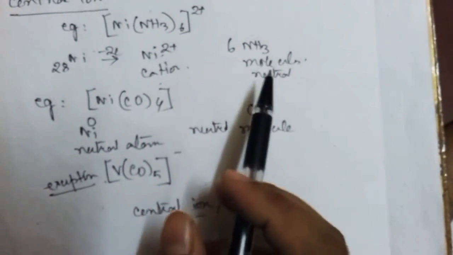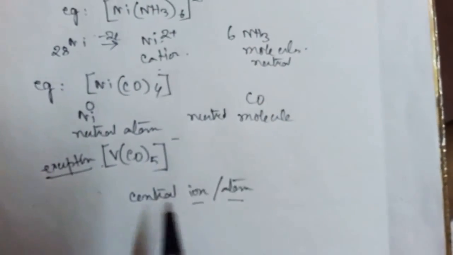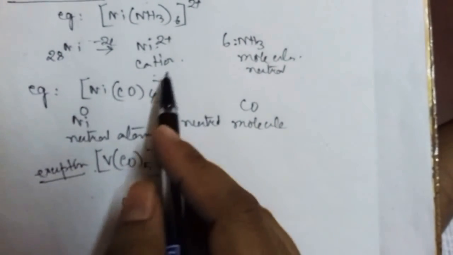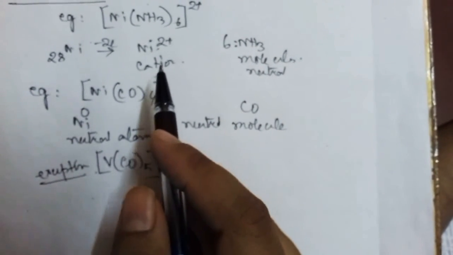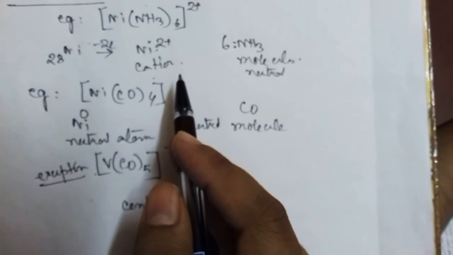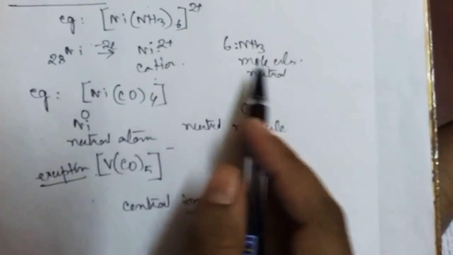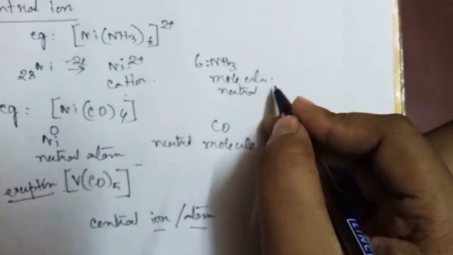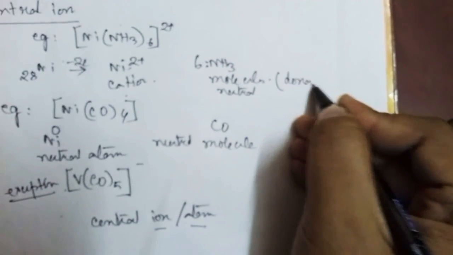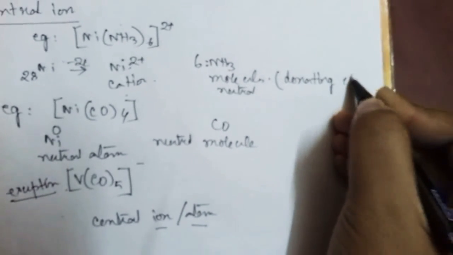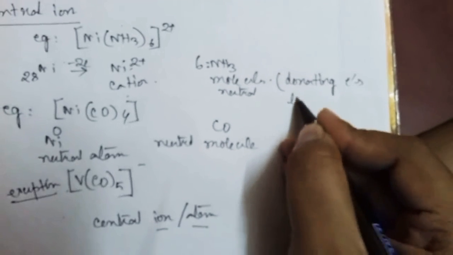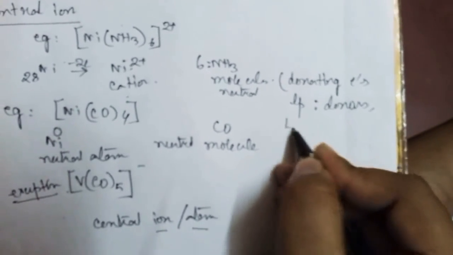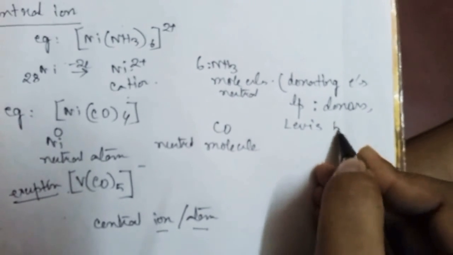These ammonia molecules are donating their lone pairs, right? Nitrogen has its lone pair, it is donating to a cation. A cation already has electron deficiency, so it will get help from this type of molecule. So these molecules are actually donating their electrons, their lone pairs. So they are donating, so they are called donors or Lewis bases.